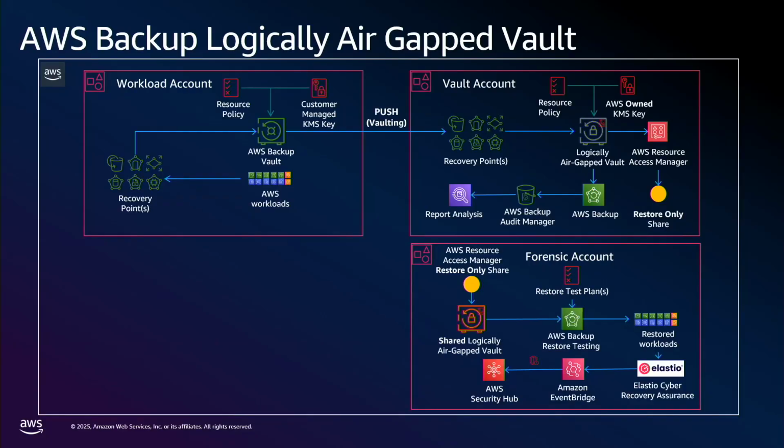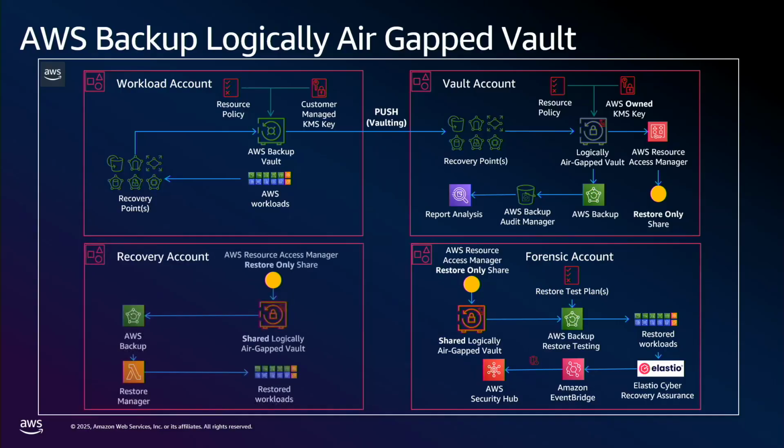What this means is that we can now take that data and we can forensically look into it to verify and validate that the data inside of that backup is good. You can see our partners at Elastio are doing that here in this account, and then they're publishing those results to the AWS Security Hub. There's one more space, so we're going to follow that orange dot again into a recovery account.